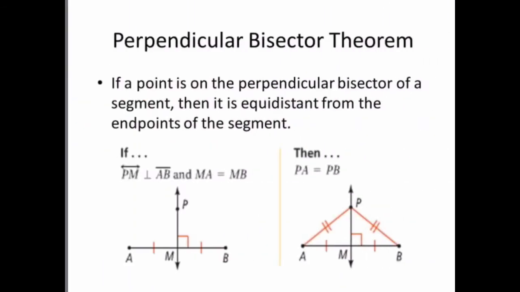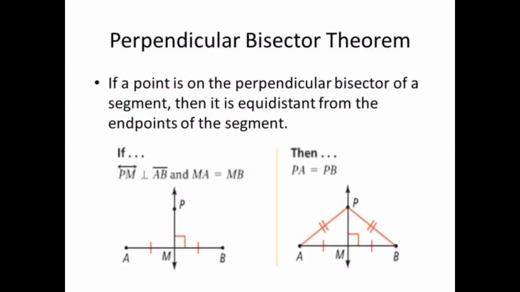All right, we move on to lesson 5-2 now, and the perpendicular bisector theorem. It says that if a point is on the perpendicular bisector of a segment, then it is equidistant from the endpoints of that segment. So PM here is the perpendicular bisector of AB.